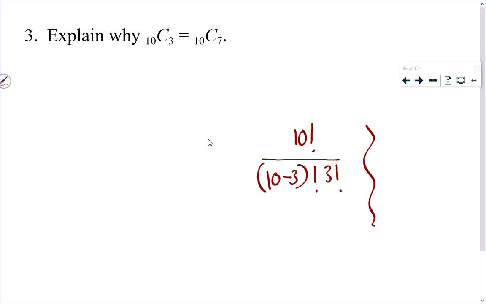For 10 choose 7, it's 10 factorial over 10 minus 7 factorial, 3 factorial. You're going to get 10 factorial over 7 factorial and 3 factorial. That's not what I'm asking. I'm not asking why mathematically you get the same number. I'm saying why is choosing 3 people out of a group of 10 going to give you the same number of possibilities as choosing 7 people out of that same group of 10?